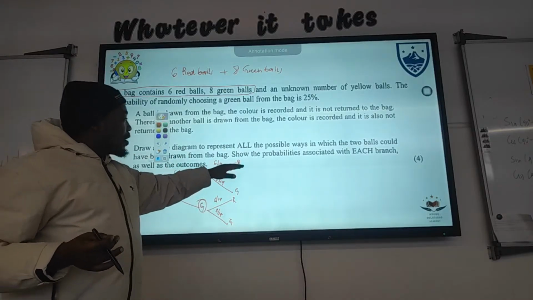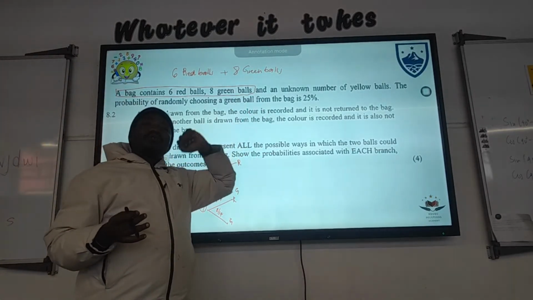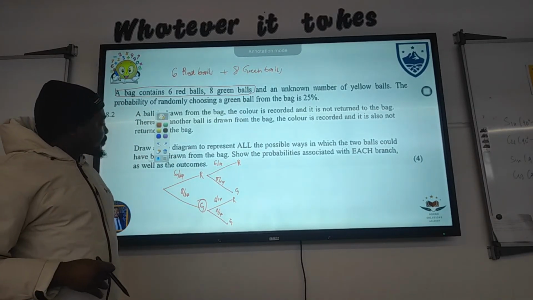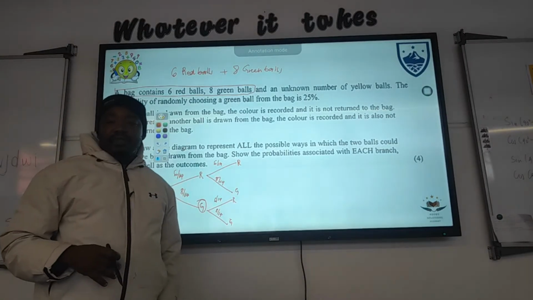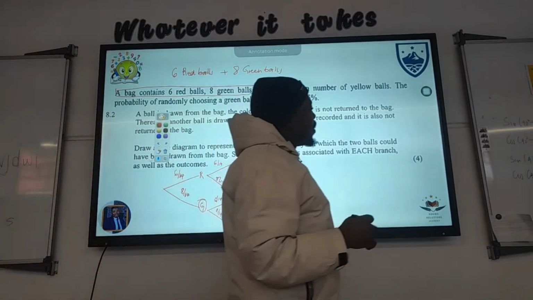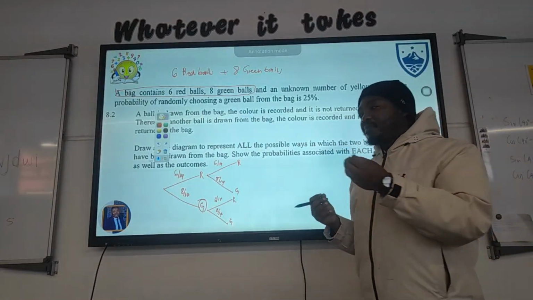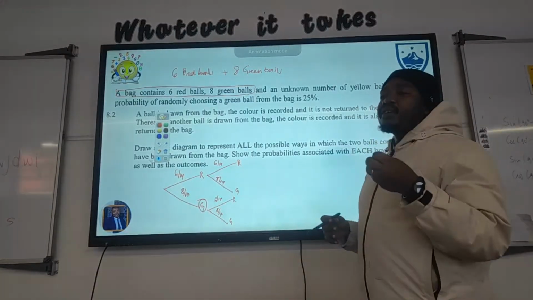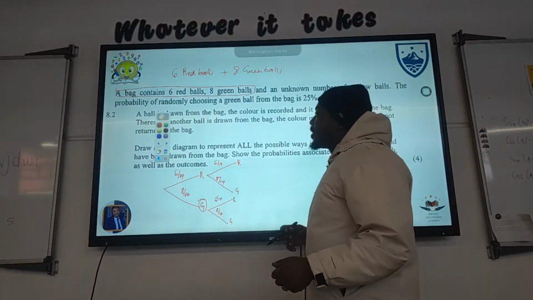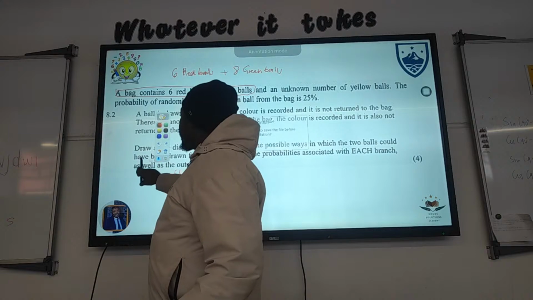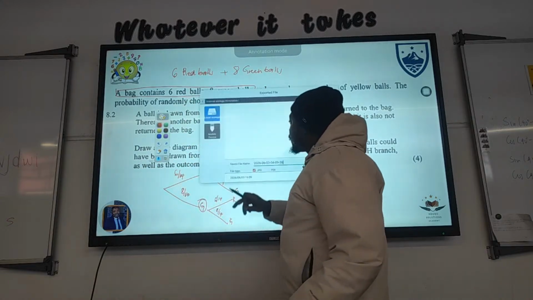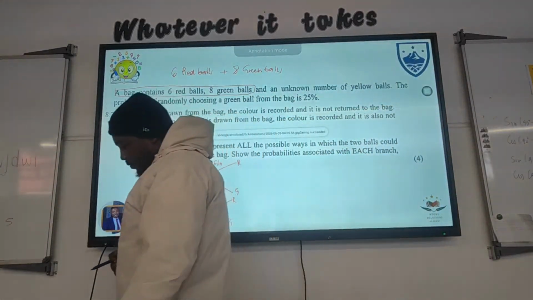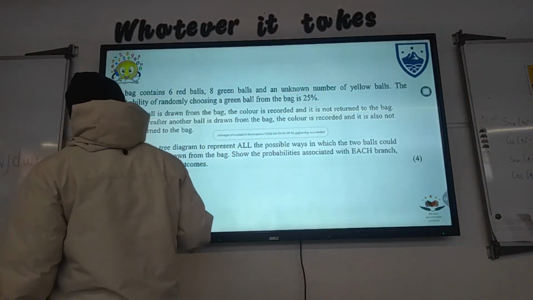If I withdraw again, I'm going to open the branches, and so on and so forth, depending on how many times I take out the balls. I hope it makes sense. So us putting the ball back or not putting the ball back in the bag is very, very important. It's critical information. It will affect the probability.